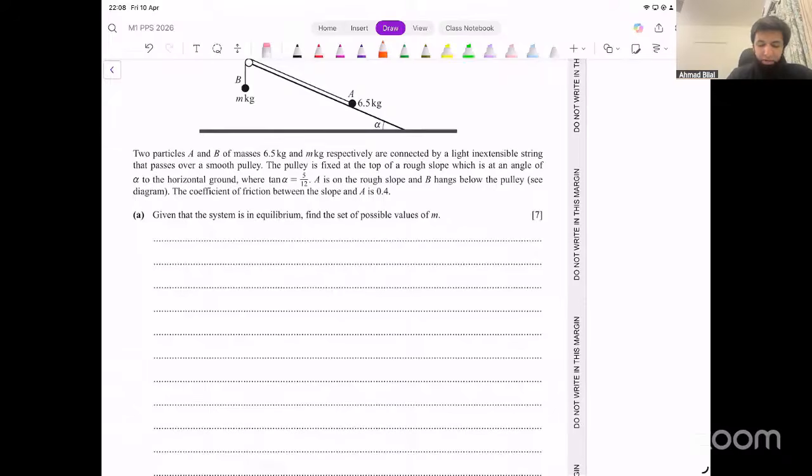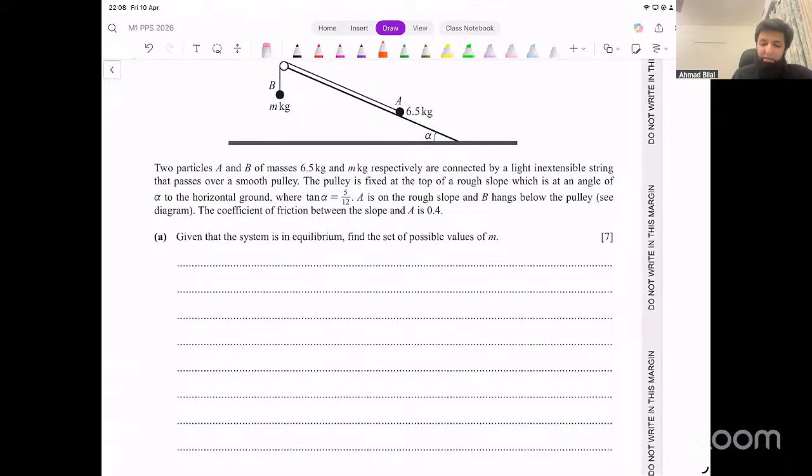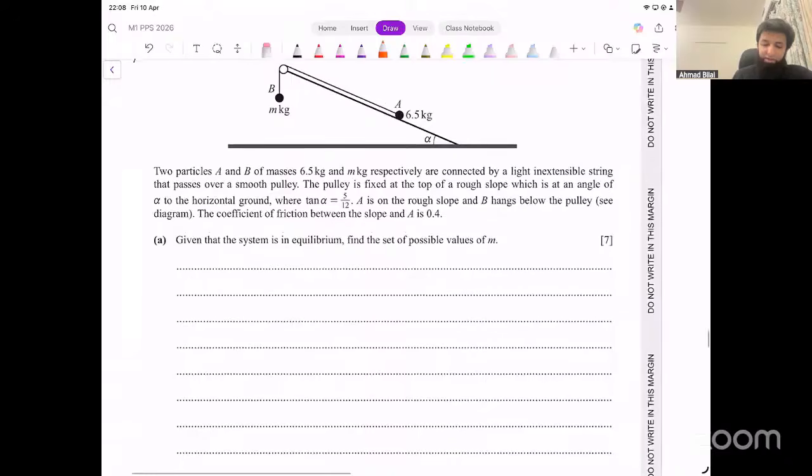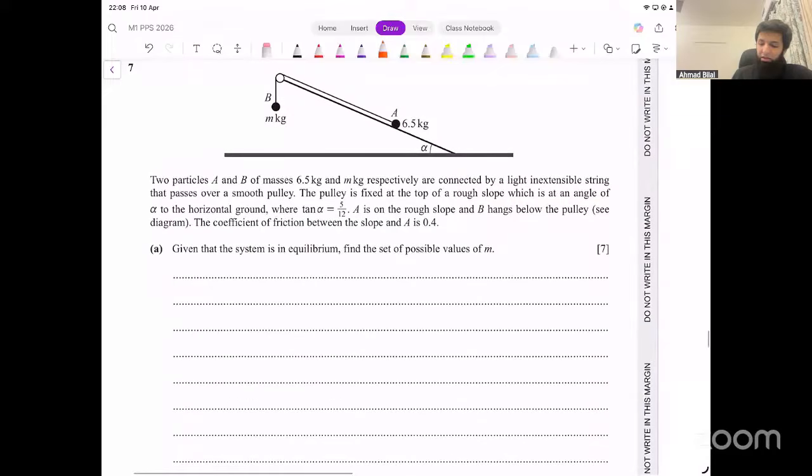Let's do this one. Two particles A and B of masses 6.5 kilograms and m kilograms respectively. They are connected by a light inextensible string that passes over a smooth pulley. The pulley is fixed at the top of a rough plane, which is at an angle alpha to the horizontal ground. Okay, all of that information is there on the diagram. It's a rough slope. Tan alpha is 5 over 12. That's another important piece of information.